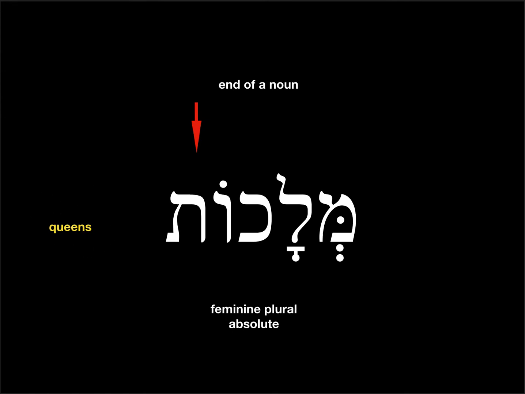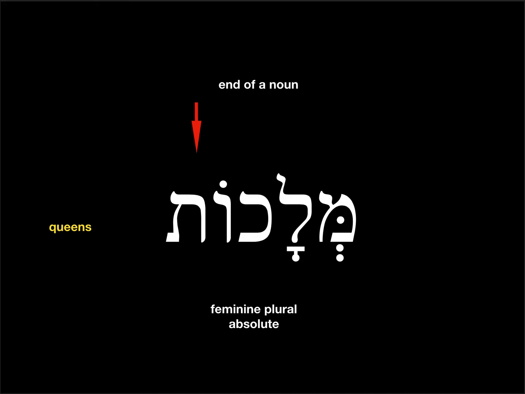And finally, if you look at this word, it's still melech. We do have a shorter vowel here, melech, melech. And we have ot at the end. This would be a feminine t, but also is a feminine plural and absolute. So many queens, plural, and the s at the end.